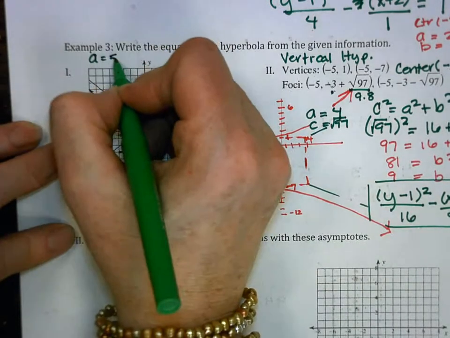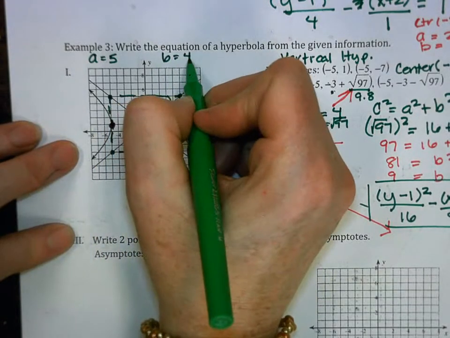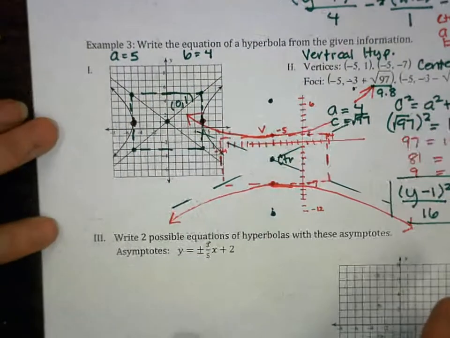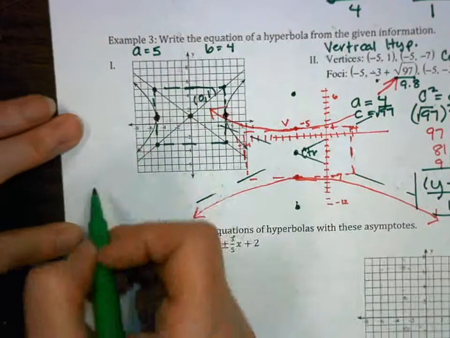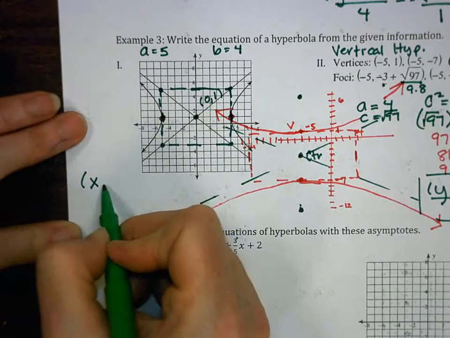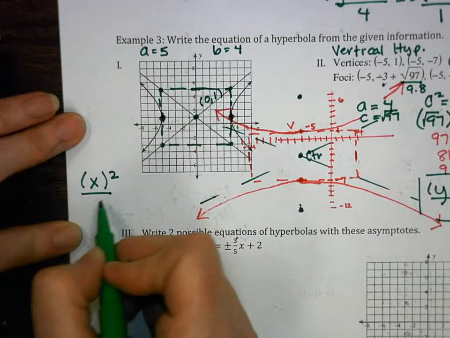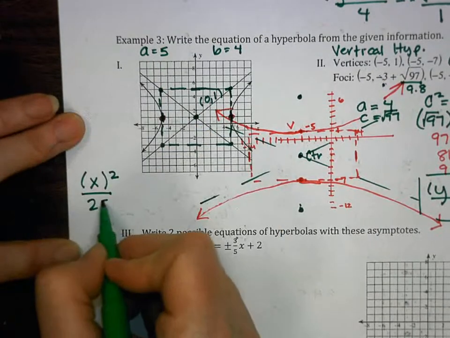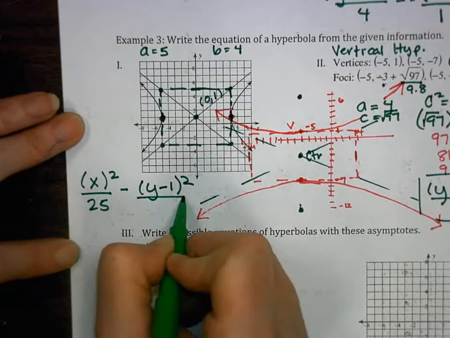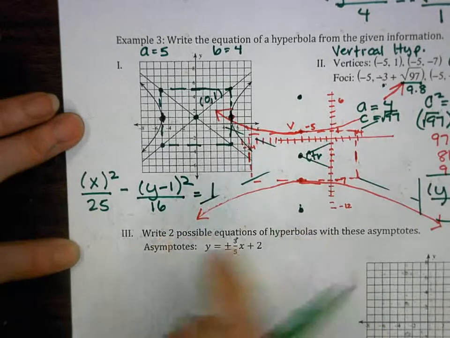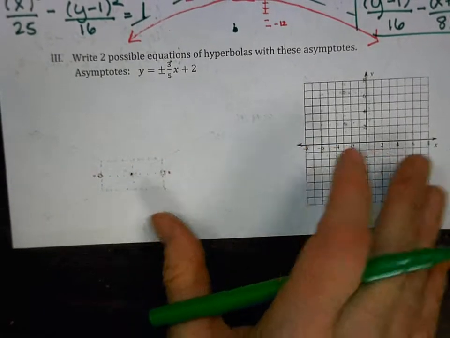Okay, so when we're looking at this, what is a? Well, a is from the center, 1, 2, 3, 4, 5. a equals 5. What is b? 1, 2, 3, 4. b equals 4. I'm just writing an equation, so all I need is the center and a and b. So let's just do this one. We have x squared, because h is 0, over a squared, 25, minus y minus 1 squared over 16 equals 1. It's a hyperbola because there's a negative.